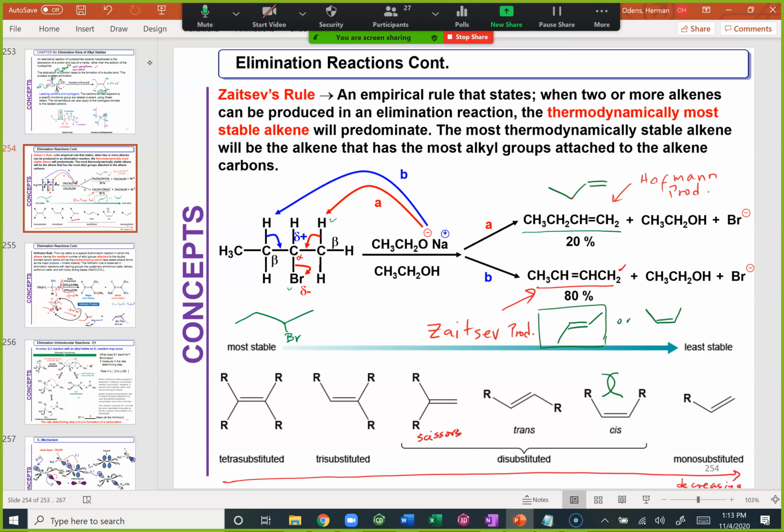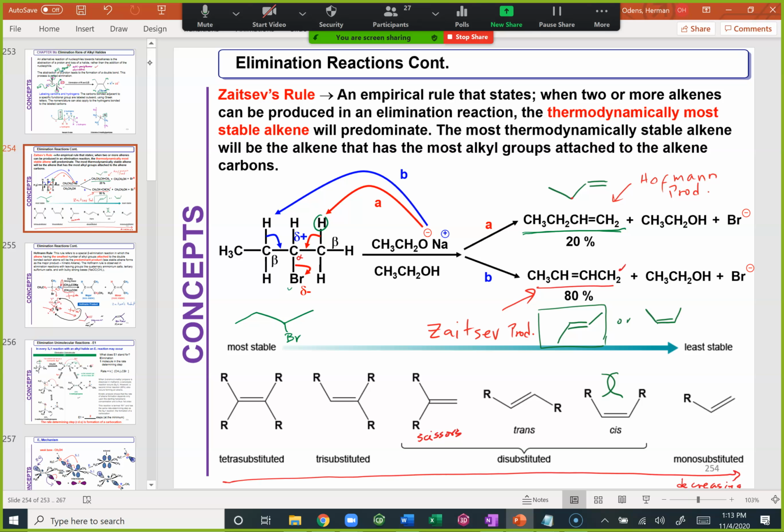So notice that if we do the path in red, A, we're going to be deprotonating this hydrogen, right?